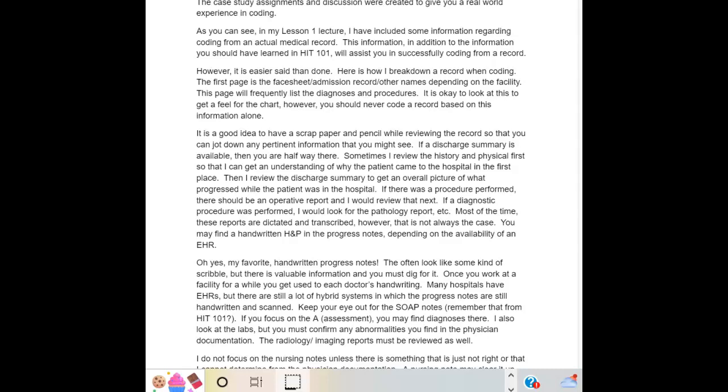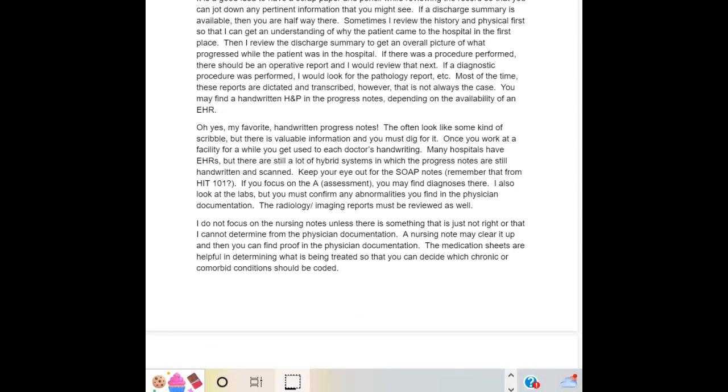If there was a procedure performed, there should be an operative report, and I would review that next. If a diagnostic procedure was performed, I would look for the pathology report. Most of the time, these reports are dictated and transcribed. However, that is not always the case. You may find a handwritten H&P in the progress notes, depending on the availability of the EHR. Hopefully, at this point, everything is electronic, but once again, you never know.